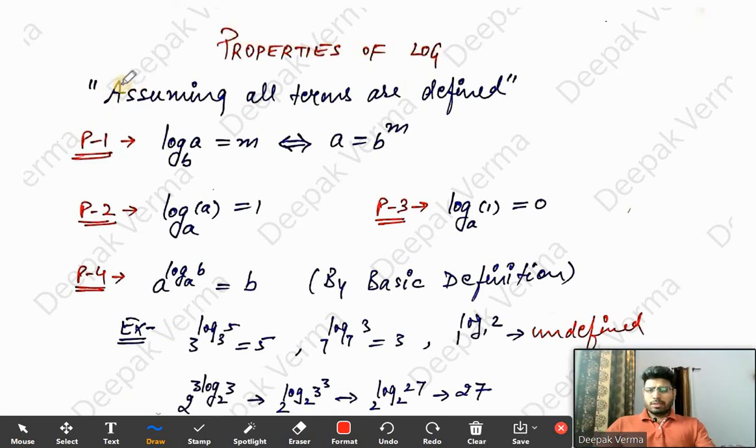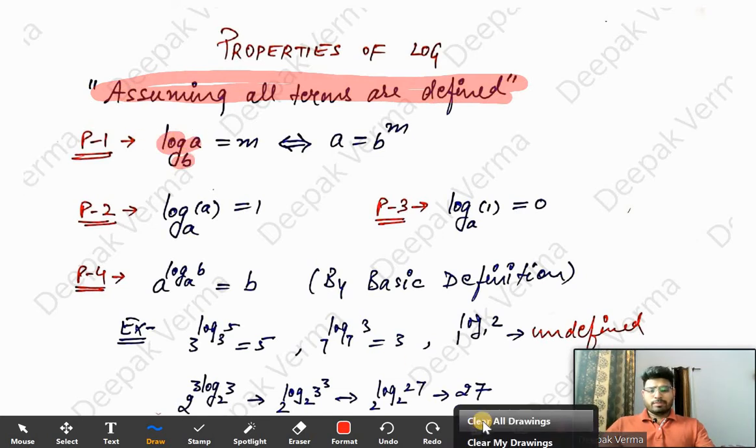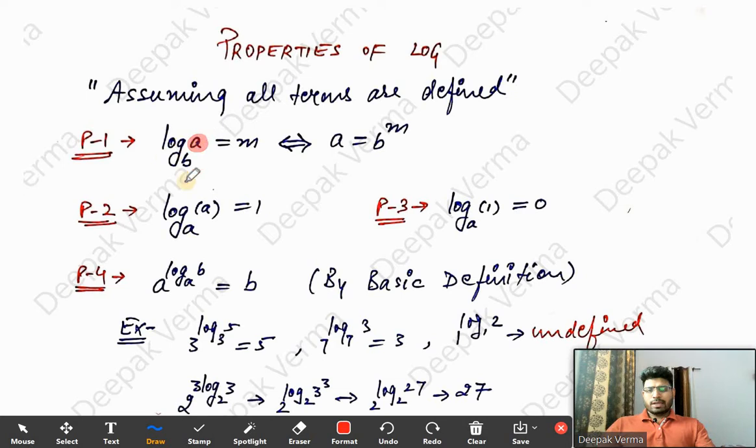Today we are going to start with properties of log. First of all, assuming all terms are defined. What does it mean? If we have log a to the base b, here a is the argument and b is the base. For a log to be defined, there are three conditions. First, the argument should be positive, the base should be positive, and the base should not equal 1.